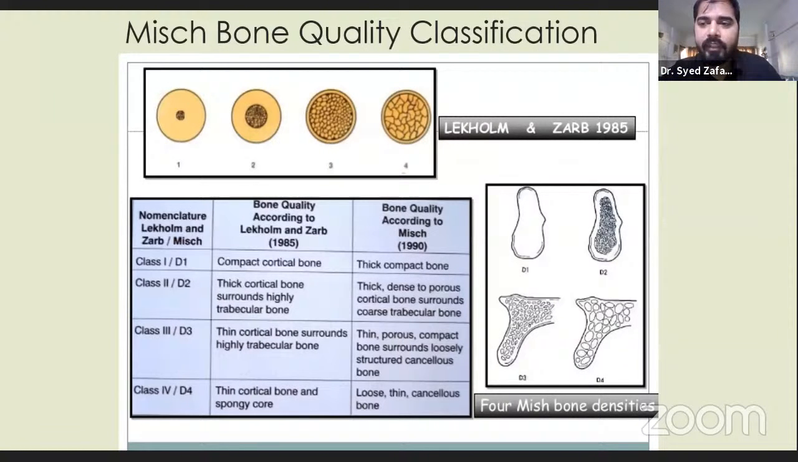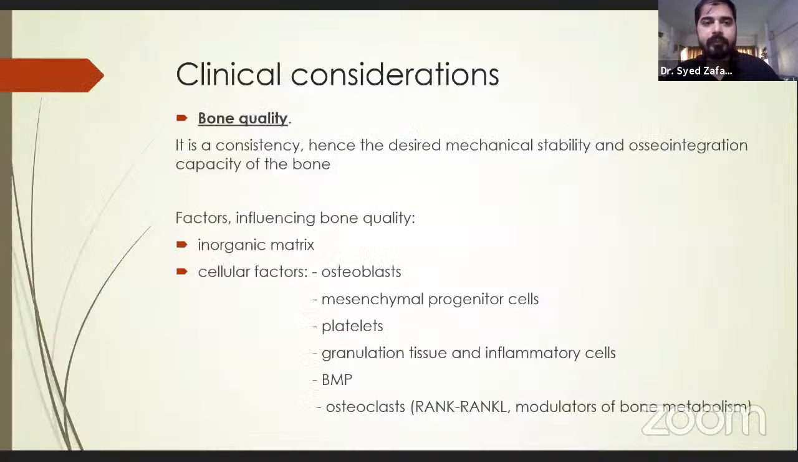Okay, we already know there are 4 types of bone: D1, D2, D3, D4. D1 is in the lower anterior mandible, D2 in the lower posterior mandible, D3 in the upper anterior maxilla, and D4 in the upper posterior maxilla.